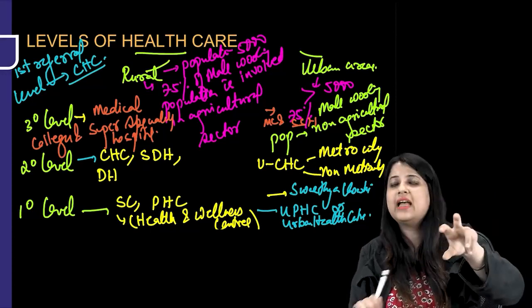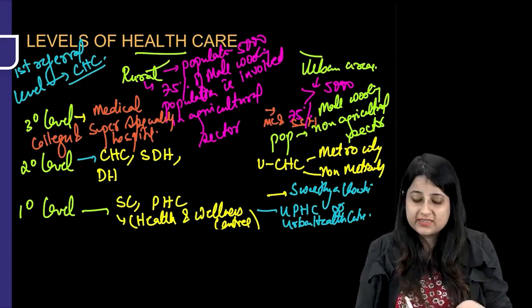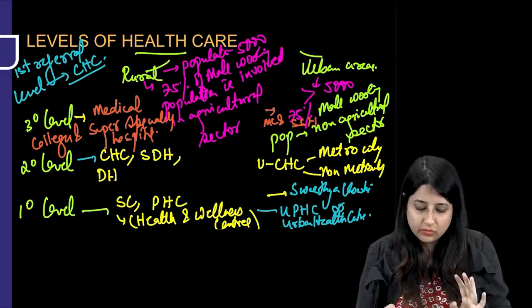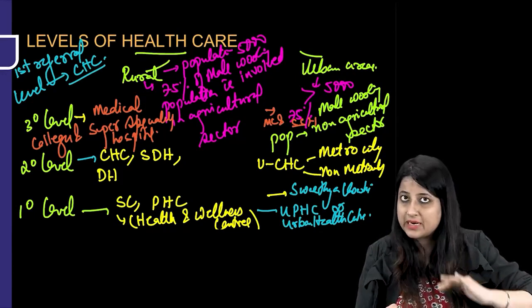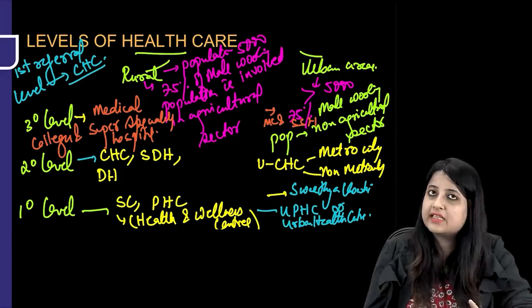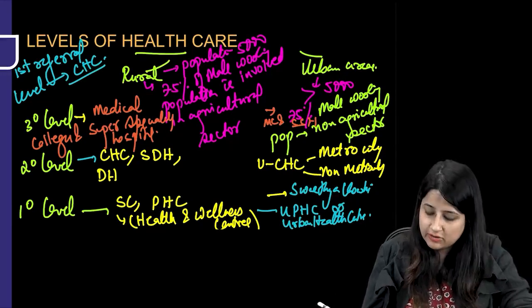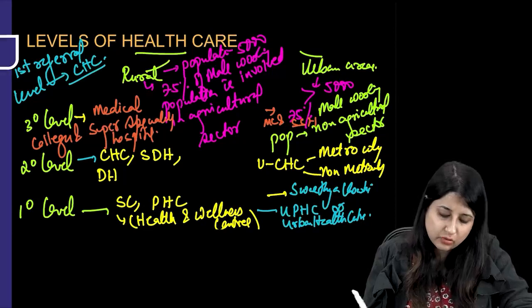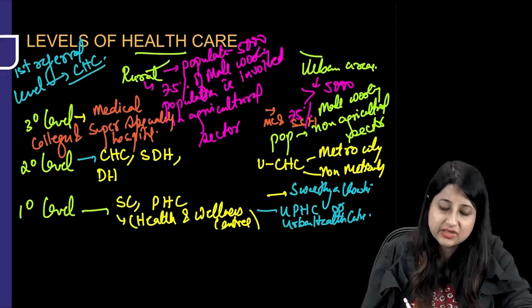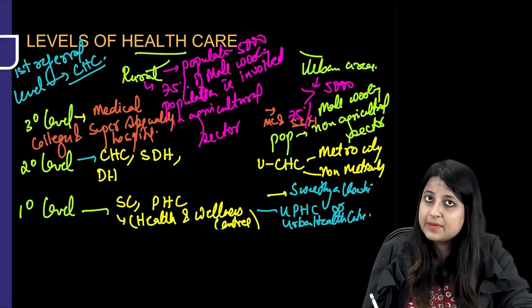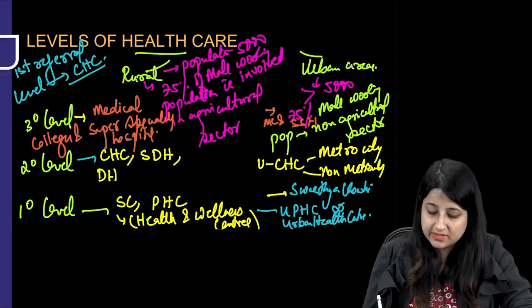So this is the classification of levels of healthcare. It's separate for rural and urban areas. What is the difference between a rural and urban area? I've told you. Now, what is happening at primary level in rural area? We have sub-center and primary health centers. In urban area, we have urban PHC or urban health centers and Swasthya Chowki. Secondary level: CHC, sub-district hospital, district hospitals. Here also there is CHC, separate for metro and non-metro cities.